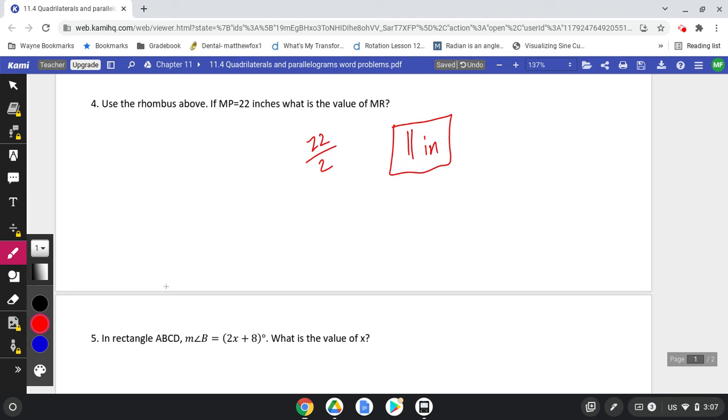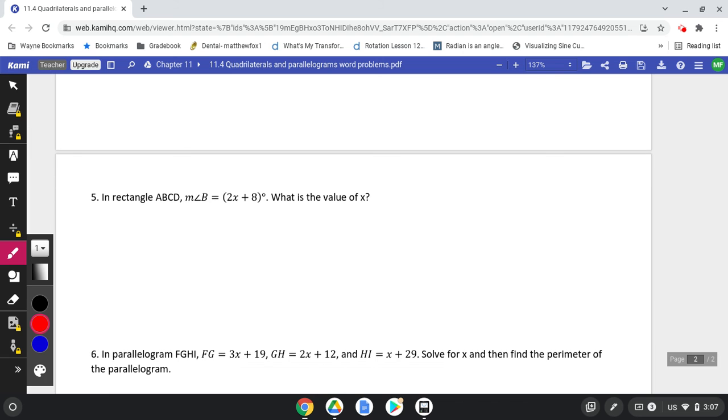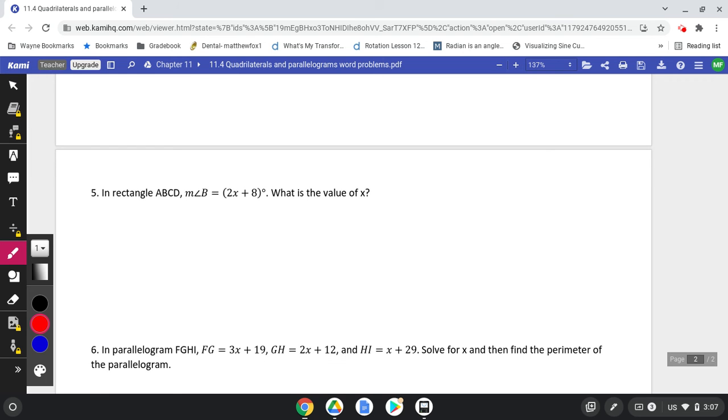All right, let's move to our next one. Once again, it talks about rectangle ABCD here. You don't have to draw it, but it's probably just as easy to draw a rectangle, so let's do that quick. It doesn't matter where you put A, B, C, and D as long as you follow it in order. Since it's a rectangle, each of these angles is 90 degrees. The only one we really care about was angle B, but all of them are 90.